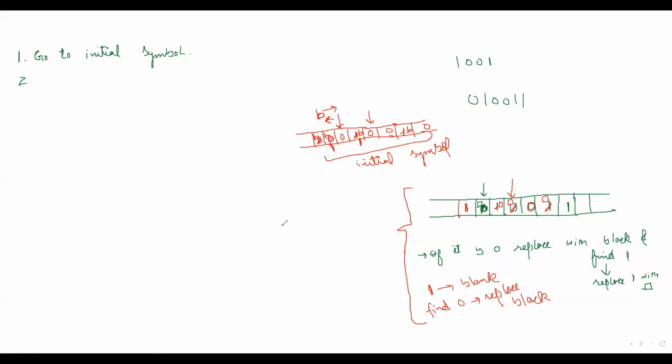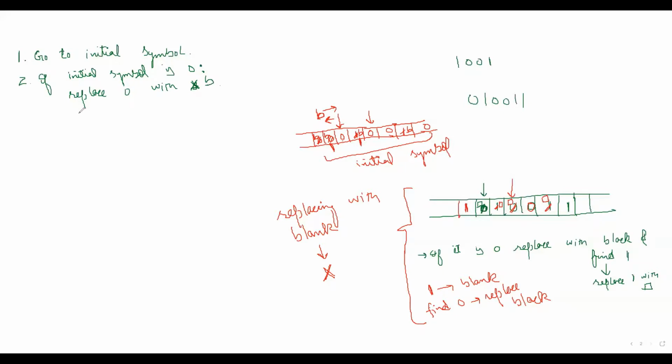Okay. So instead of replacing with blank, we will replace with a new symbol, let's suppose X. So what I am saying, we will first go to the initial symbol. If the initial symbol is 0, then what will we do? Replace 0 with X. Fine. Or we can say replace 0 with blank.